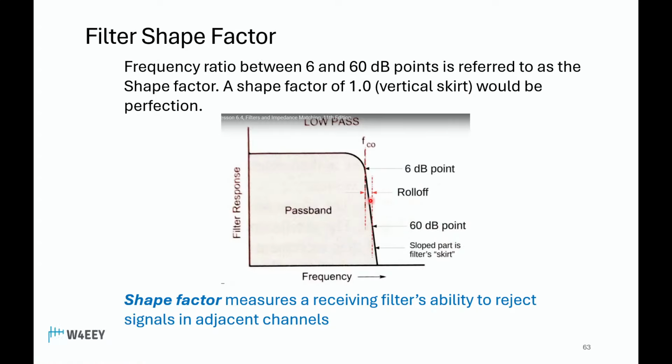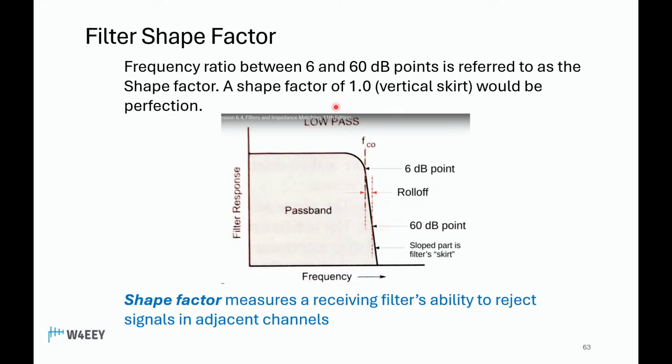Now the shape factor, notice this is fairly steep here, and the shape factor is defined as the point where, okay, what we're passing is up here. Once we pass the filter corner, as this is called, we're down 6 dB from that passband, and then go down to 60 dB below. The shape factor measures a receiving filter's ability to reject signals in adjacent channels. And this is referred to as the filter's skirt. So the frequency ratio between 6 and 60 dB points is referred to as the shape factor.